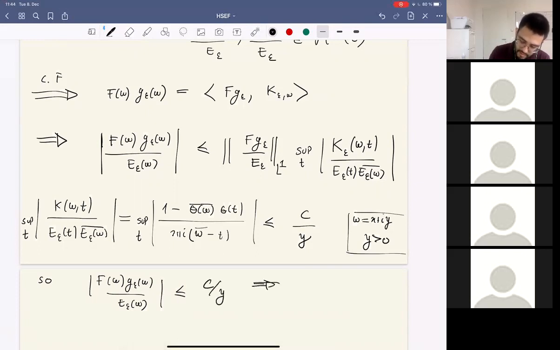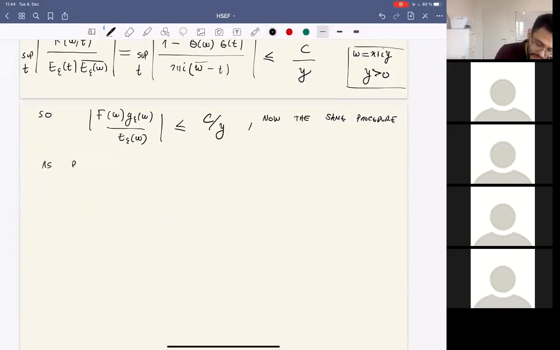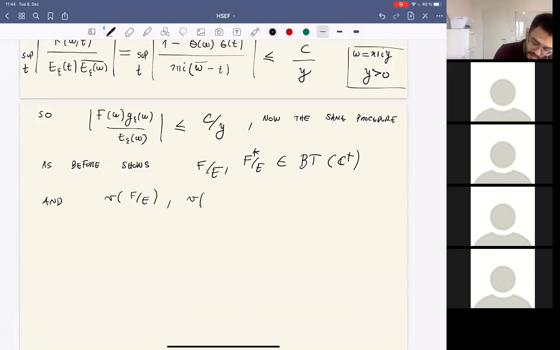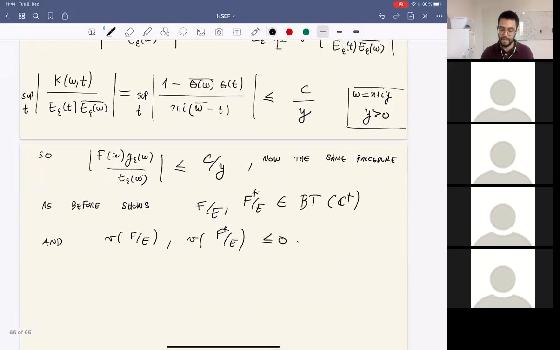And then now the same procedure as before shows that F over E and F star over E are both of bounded type in the upper half plane, and their mean type is less or equal to zero. Okay, and that finishes the proof.